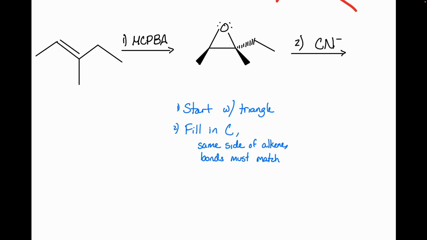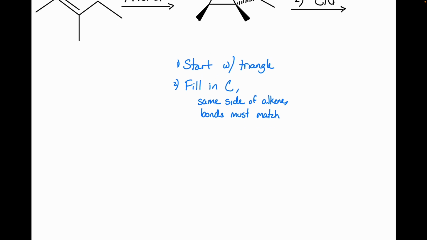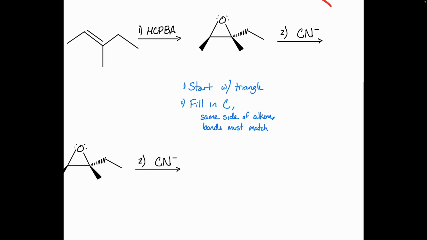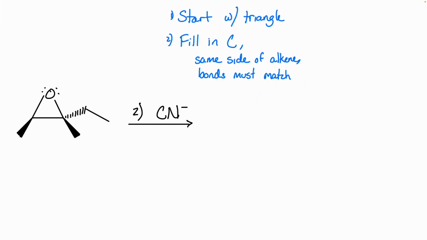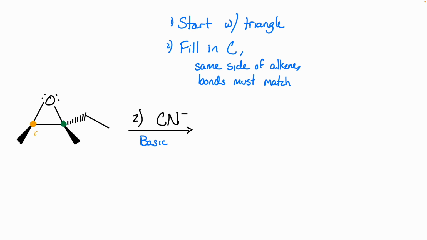All right, so now let's take our second step here. According to my nucleophile formula, is this an acidic nucleophile or a basic nucleophile? This one's a basic nucleophile. So I've got to look, which carbon is it going to attack? My orange secondary or my green tertiary? It's going to be the more accessible one.